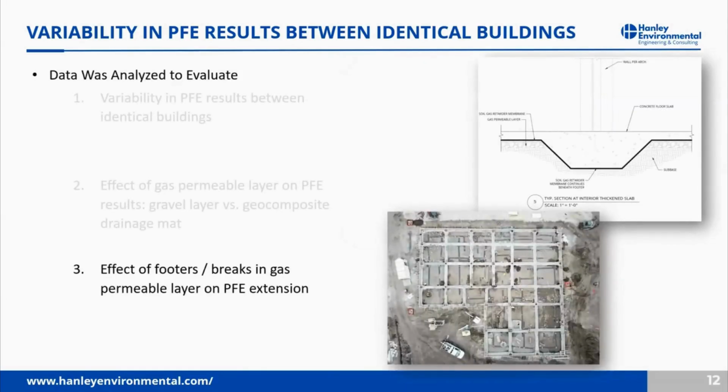Finally, we looked at the effect of footers and how those reduce the vacuum. If you've got a test port on the opposite side of a footer from your riser and there's no piping in between them, then obviously we would expect to see a decrease in vacuum across that footer because there's a break in the gravel layer, and that's exactly what we saw. So to varying degrees, there were differences in the amount of reduction that we saw across the footer. In some cases, there's some vacuum extension across footers, but it's a significant reduction.